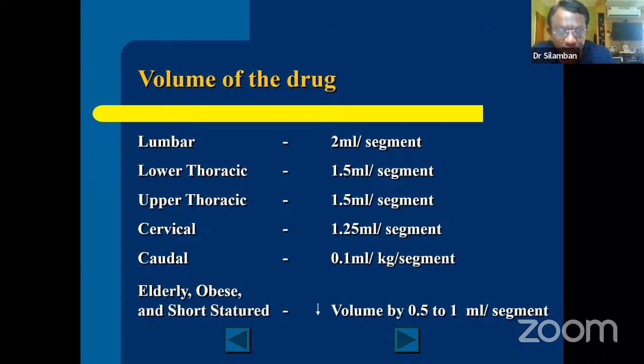So finally, we decide on the volume of the drug. This is an arbitrary volume which you decide based on experience. Lumbar, being a bigger space, requires 2 ml per segment. The lower thoracic and the upper thoracic require about 1.5 ml per segment. The cervical requires anywhere between 1 to 1.25 ml per segment. In the elderly, the very obese, those of short stature, and very dehydrated abdominal patients, you'll have to decrease the volume by 0.5 to 1 ml per segment. These are my suggestions.